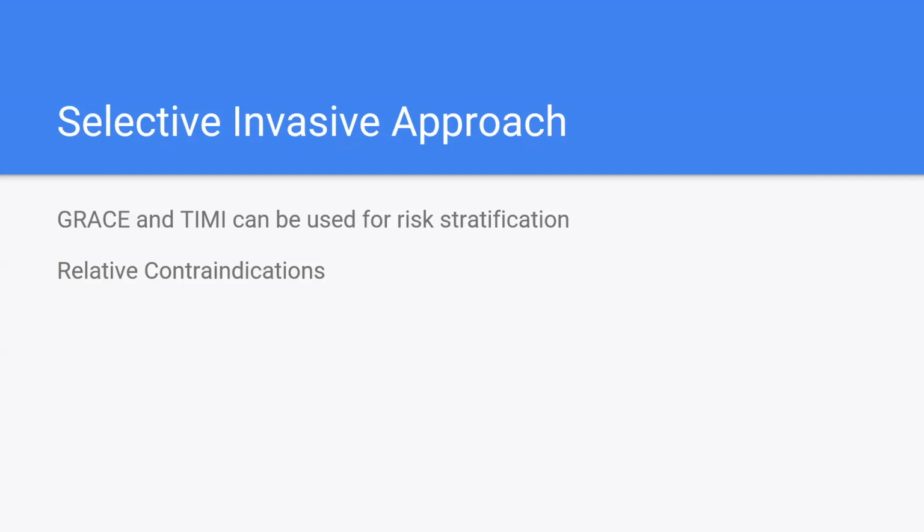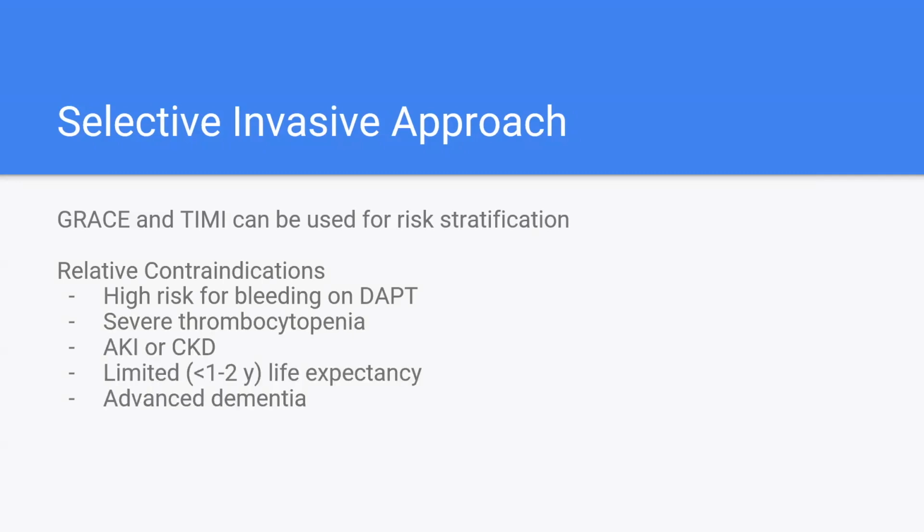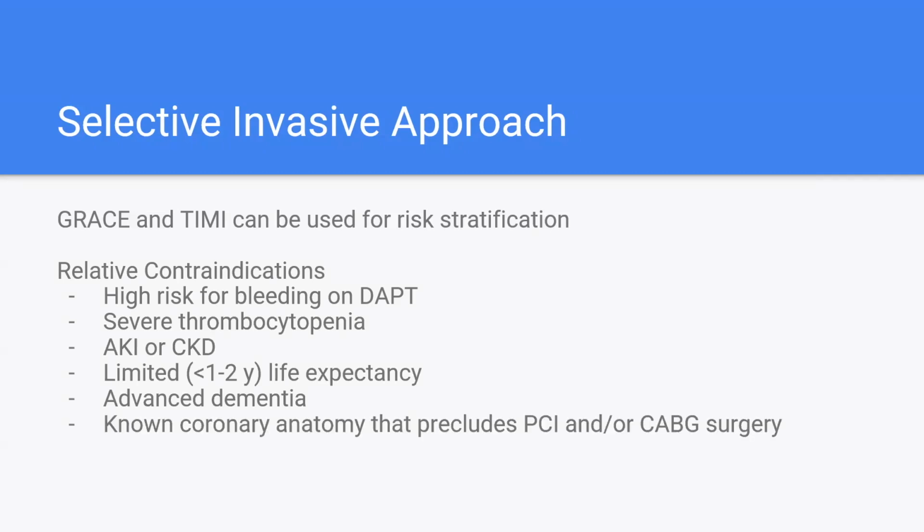Can be helpful to use when we have some of these contraindications: high risk of bleeding, thrombocytopenia, renal disease, limited life expectancy, dementia, something that we know we can't fix in the anatomy, and certainly if the patient really doesn't want a cath.